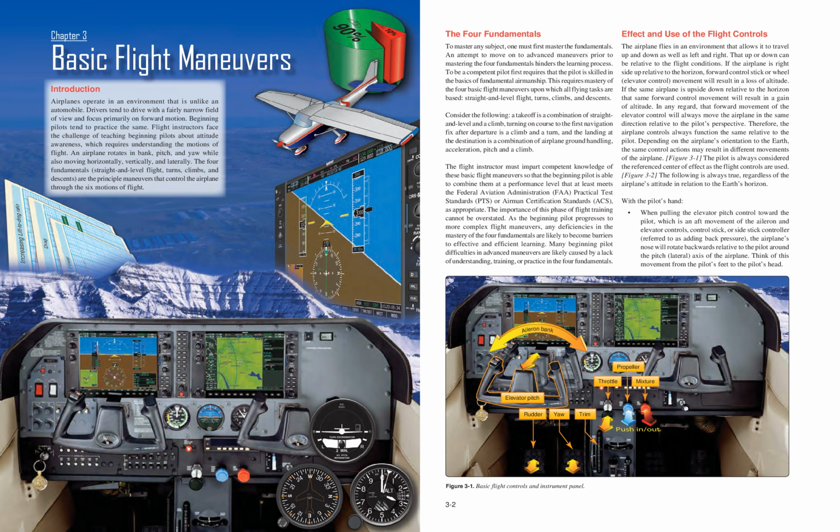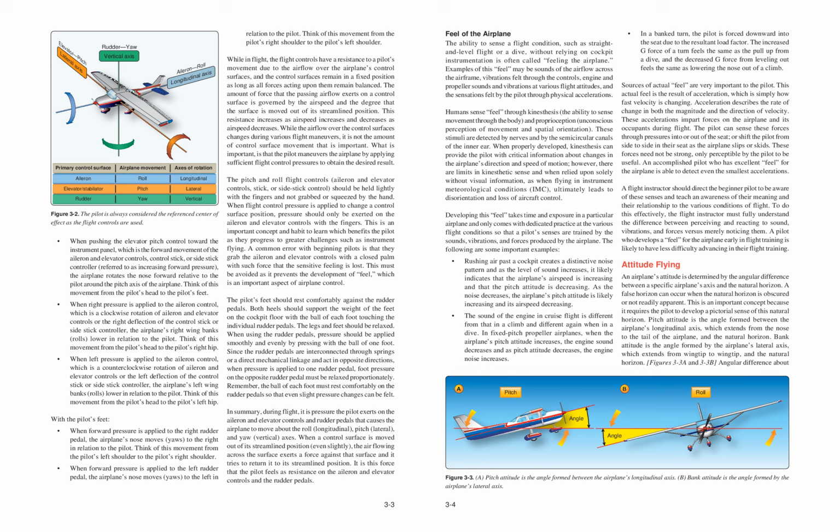3-2. Elevator, lateral axis, pitch. Rudder, yaw, vertical axis. Aileron, roll, longitudinal axis. Primary control surface. Airplane movement. Axes of rotation. Aileron. Elevator/stabilator. Rudder. Roll. Pitch. Yaw. Longitudinal. Lateral. Vertical. Figure 3.2.